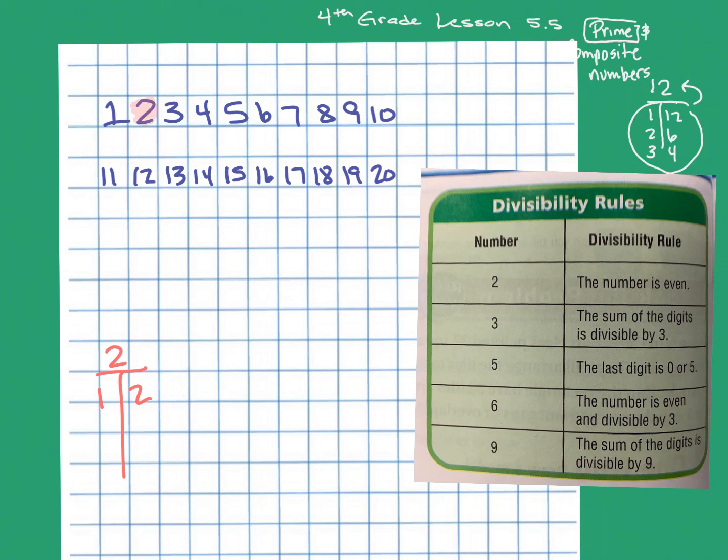Let's look at 3. 1 times 3 makes 3. Is there anything else that makes 3? No, right? That's it. Nothing else builds 3, so that is a prime number.